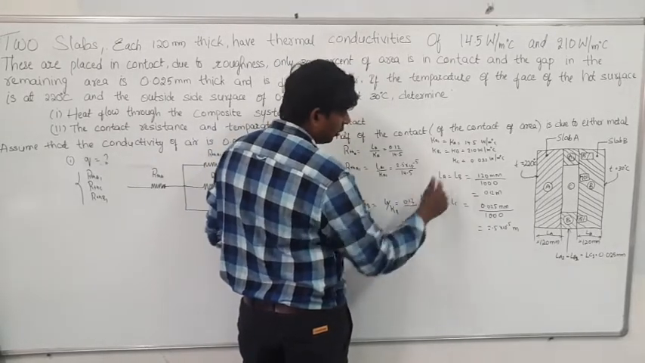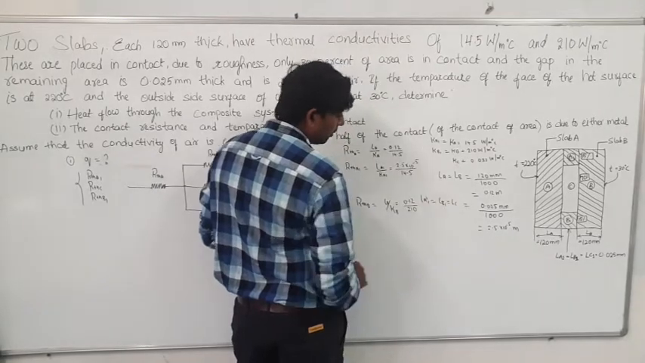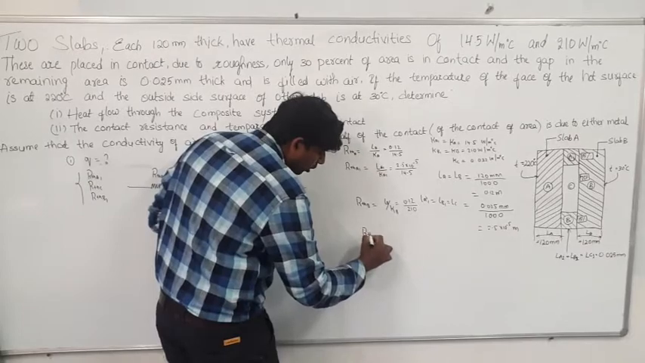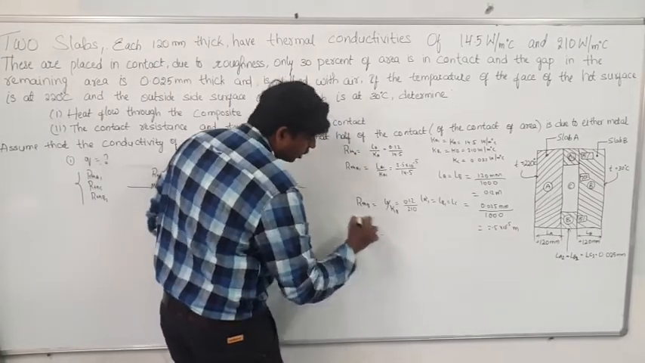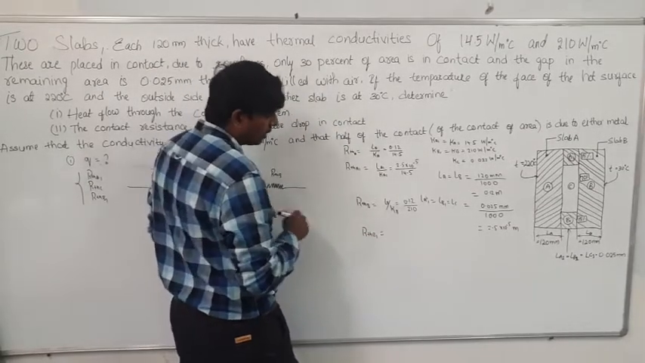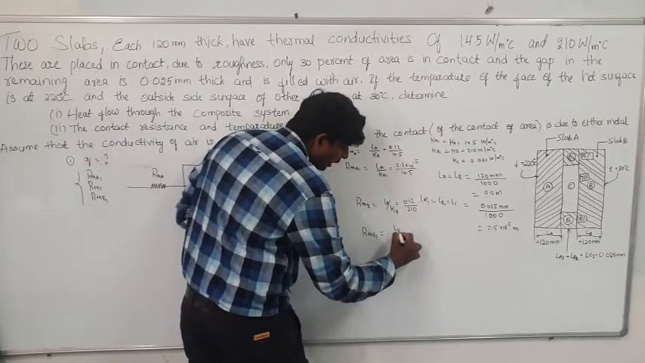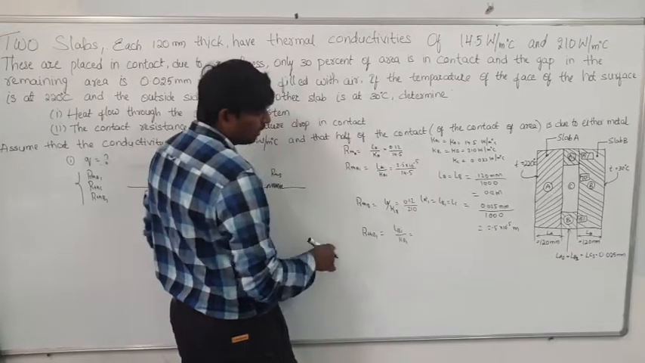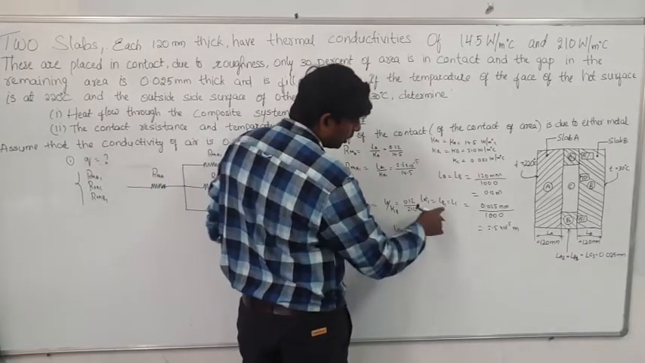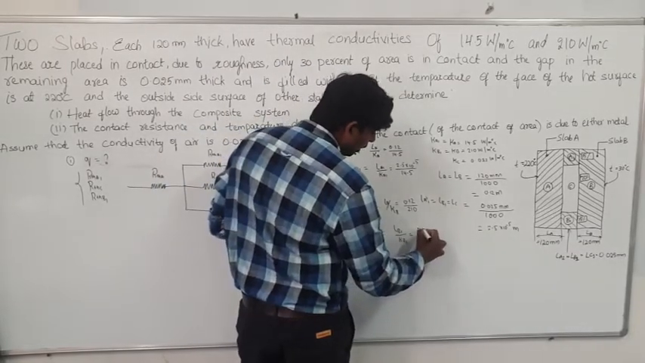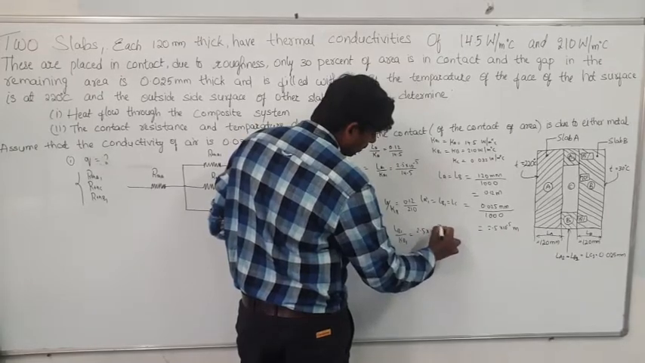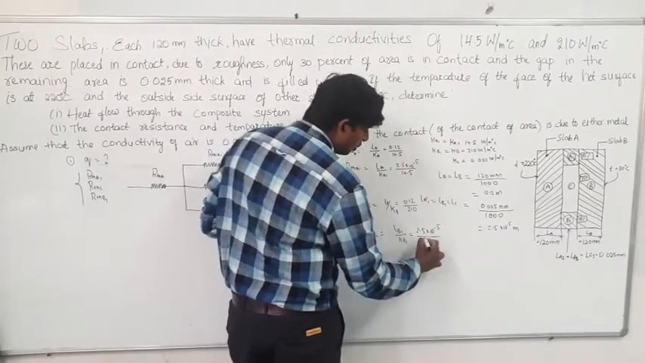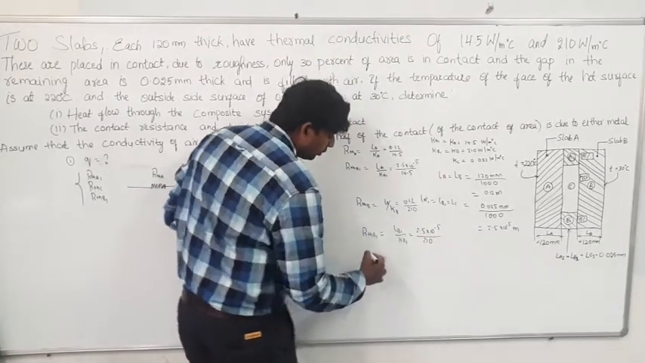0.12. Then KB value is how much? 210. KB value is equal to 210. After that you have to find out RTHB1. So here you can write LB1 by KB1. LB1 value is equal to 0.5 into 10 to power of minus 5 by KB1. KB1 and this are equal. So here you can write 1 to 0.